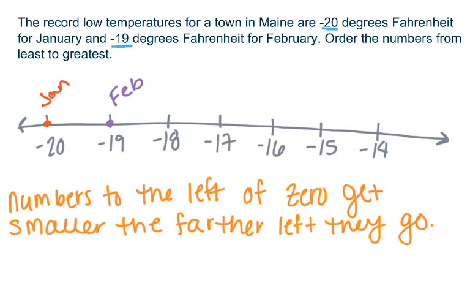So as numbers go to the left of 0, they're going to get smaller. So the further away from 0 a negative number is, the smaller it is going to be. So therefore, negative 20 would be smaller than negative 19.